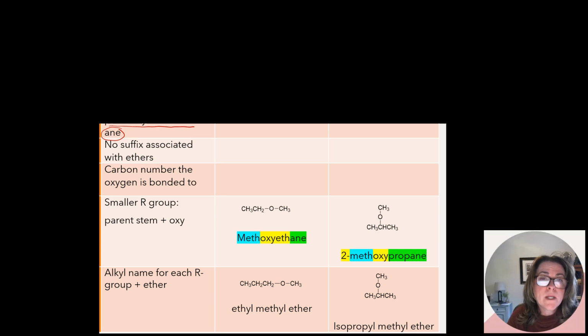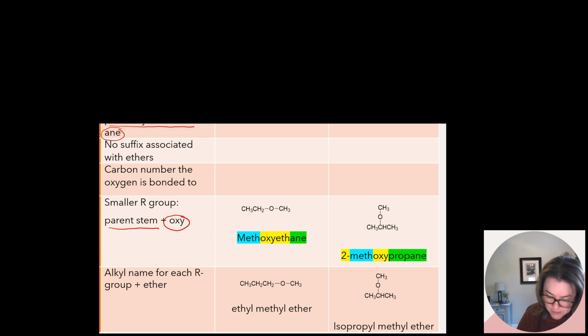We are going to be treating our smaller R group as a substituent, and so we are going to use the parent stem of that smaller R group followed by the suffix oxy. Okay, so let's take our first example here.